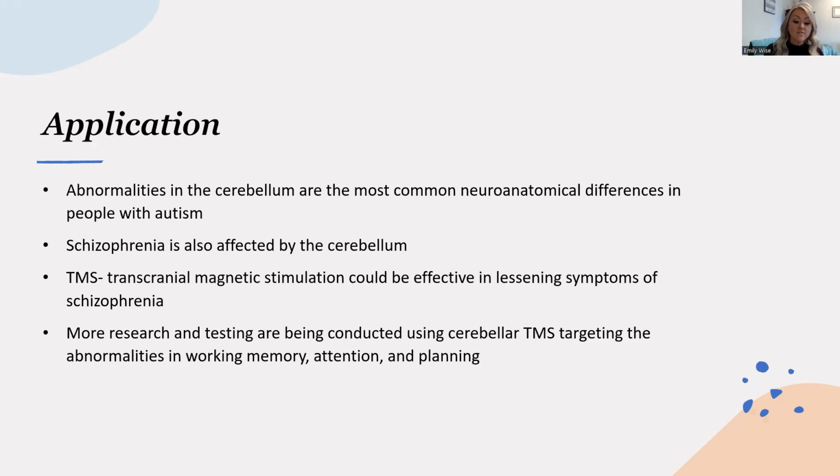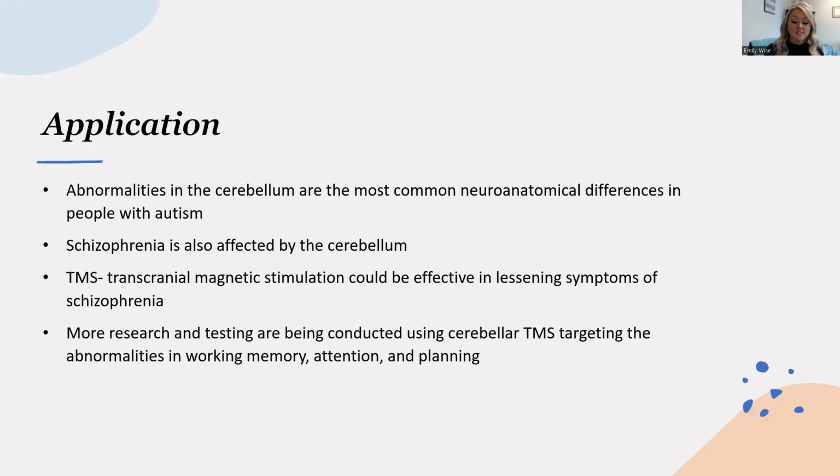Schizophrenia is another disorder that may be affected by the cerebellum. There has been little evidence in humans until recently when a group reported that stimulating the cerebellum with a method called transcranial magnetic stimulation, also known as TMS, could lessen the negative symptoms of schizophrenia. TMS uses magnets to create electrical currents in the brain. If TMS therapy proves to be effective, it could fulfill a longstanding need.